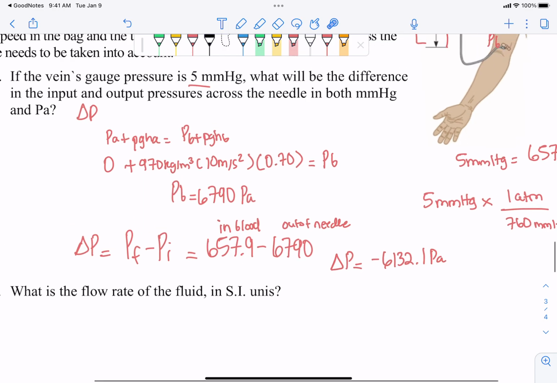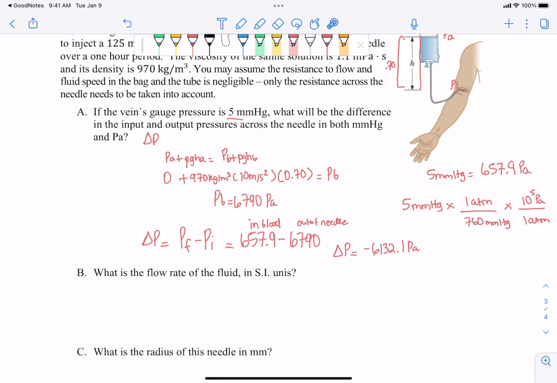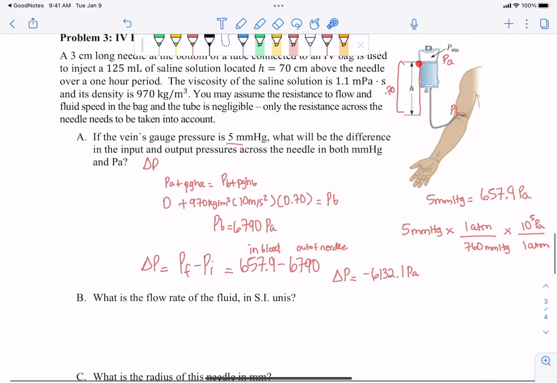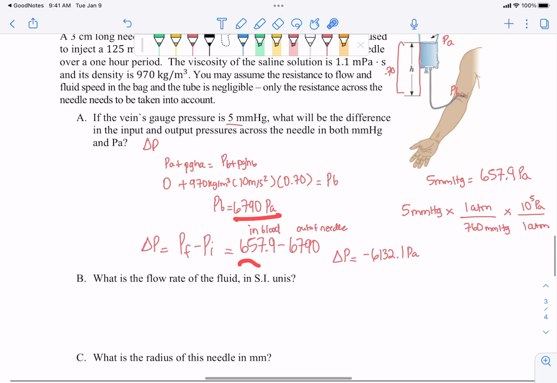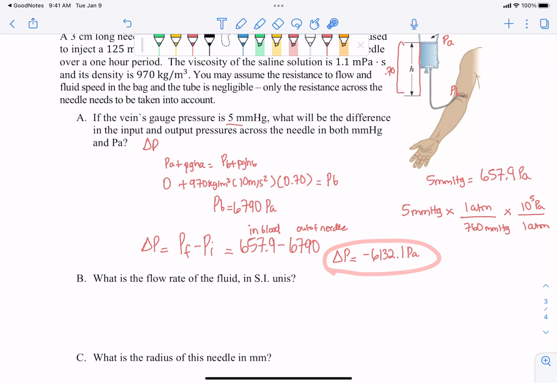So they said that, and I just completely overlooked it once again. Difference in input and output pressures across the needle, right? So if the vein, that's just in your blood, here's the inside basically, if that's 657, that's our output, and our input, due to the difference in pressure based on the height, was 6,790. So our input minus our output should give us our delta P, which is the negative 6,132 pascals.